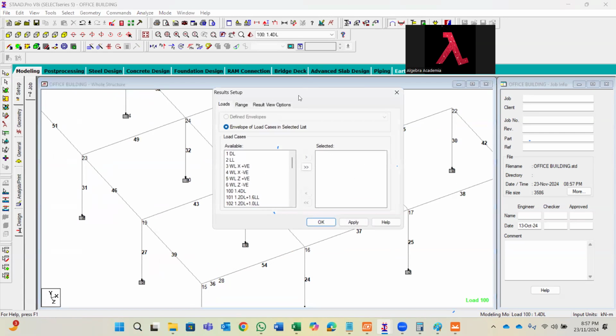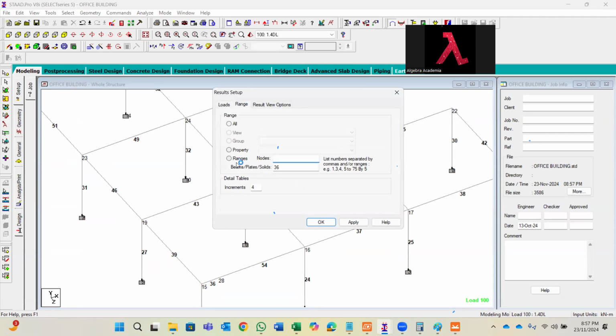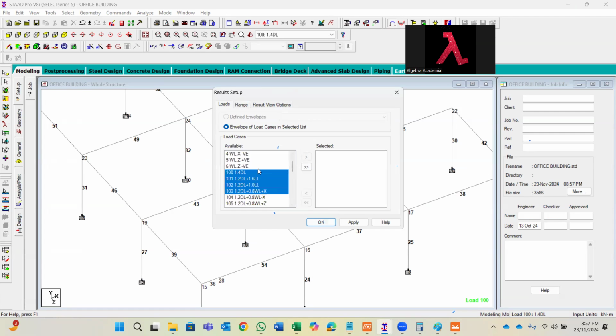Going back to the result setup, ranges, beam number 54. Either you can go for 36 as well, no problem. If you go for 36, it shows two numbers, 15 and 28. If you go for 54, it shows two numbers, 28 and 16. Check it, the ultimate combinations.